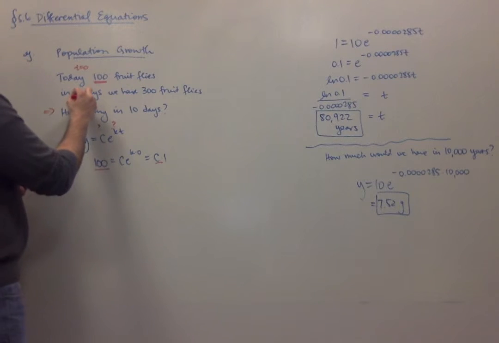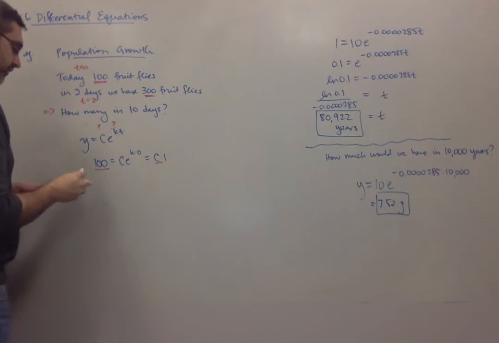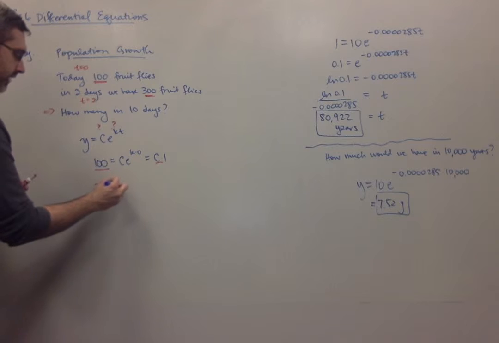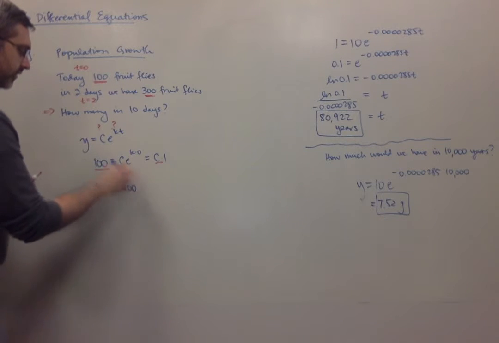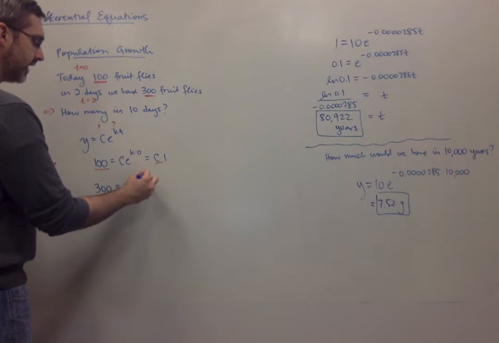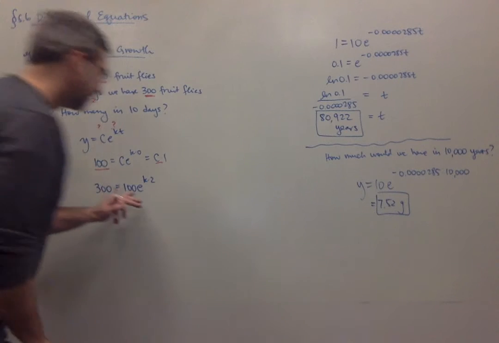And then in 2 days, when t equals 2, we have 300 fruit flies. So now we have 300 equals, we figured out that the C was 100 already, e to the k times 2, and that's going to let us solve for the k. So let's solve for k.